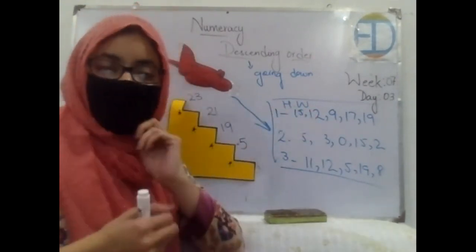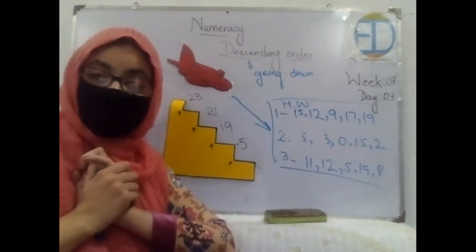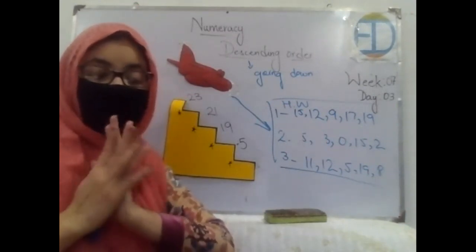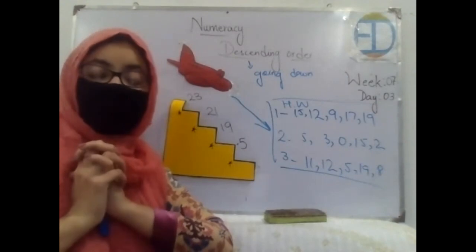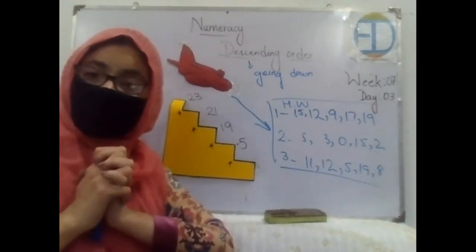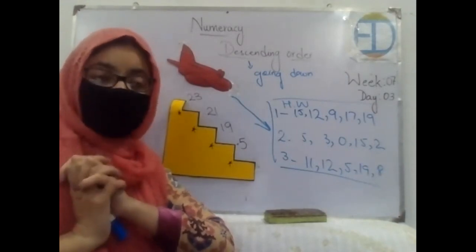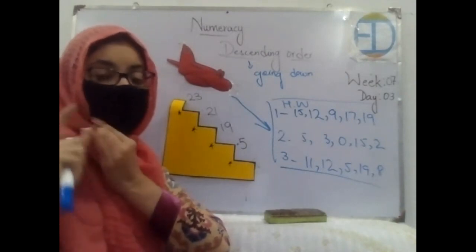Okay, good. So that was all for today's class. What we have done, we have practiced how to write numbers in descending order, and descending order means going down, right? So is there any confusion? No? Do practice it at your home.